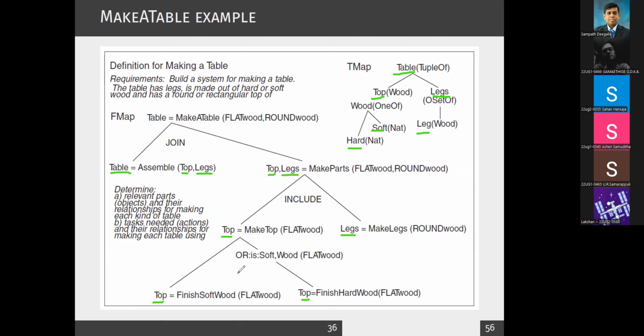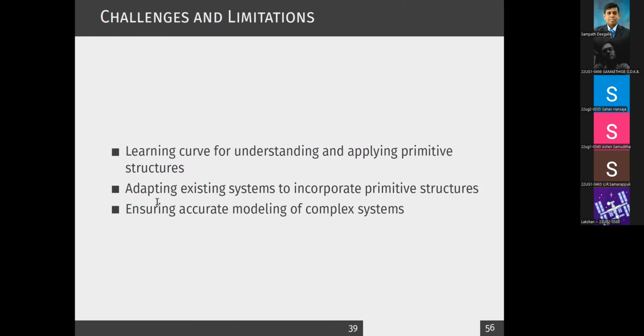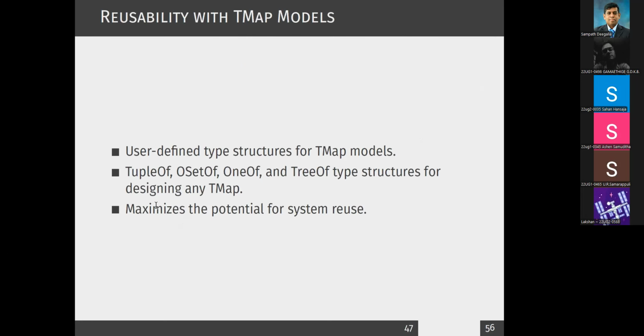In this particular case, you see we are using different types of woods. So in that manner, we clearly have an understanding about what structures or what types of objects we will have, and how they are functionally manipulated using FMAP here. So everything will be very clearly defined if you use TMAPs and FMAPs. Right.